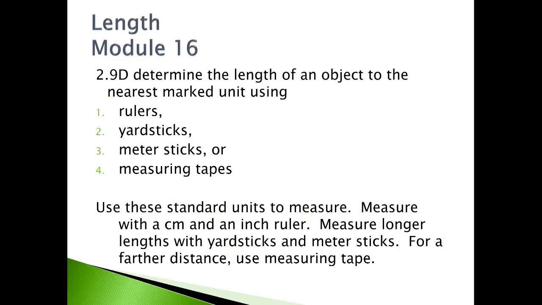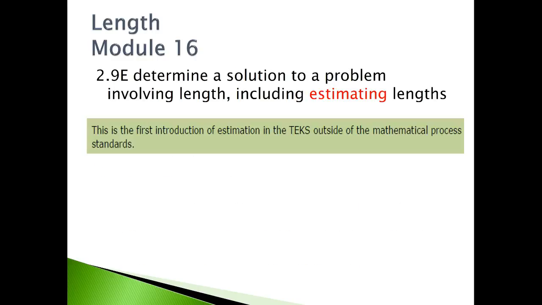So 2.9d, determine the length of an object to the nearest marked unit. And these are the 4 things that are listed in your text to use: rulers, yardsticks, meter sticks, or measuring tapes. You should have access to all of these things because they were sent to you last year. So please use these with the kids.